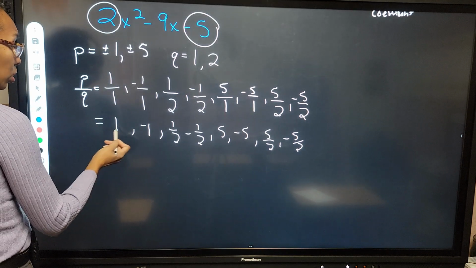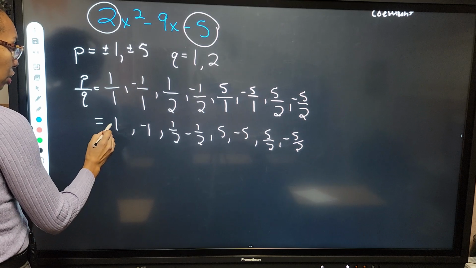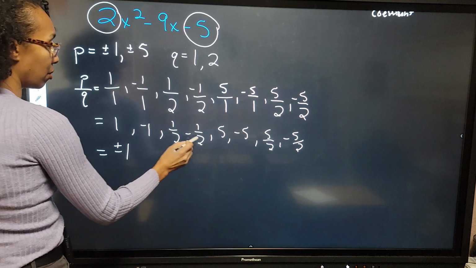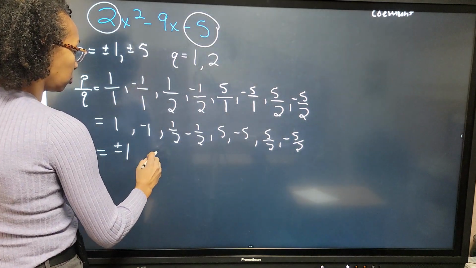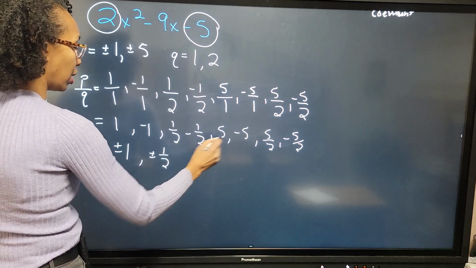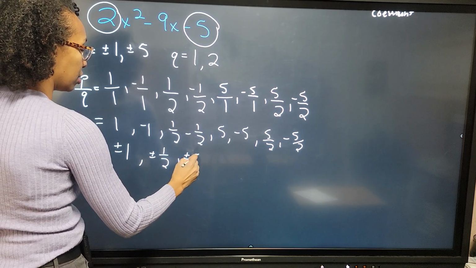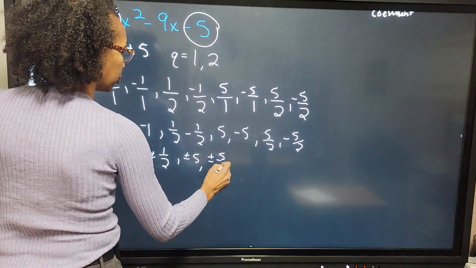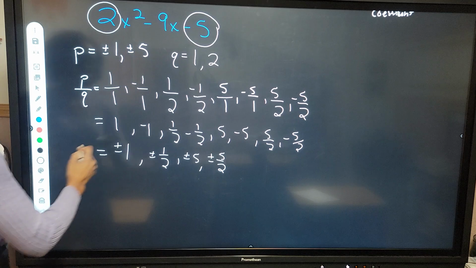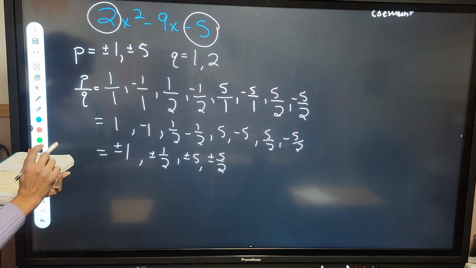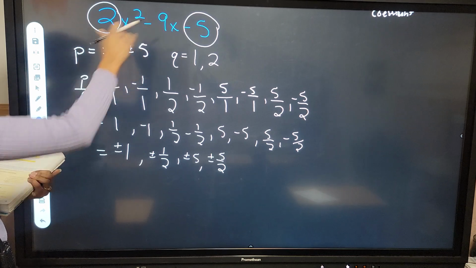These two are the same, so I've got a positive and a negative. I can write that as plus or minus 1. I've got a positive and a negative 1/2, a positive and a negative 5, and a positive and a negative 5 over 2. So these are all the possible rational zeros of this polynomial.